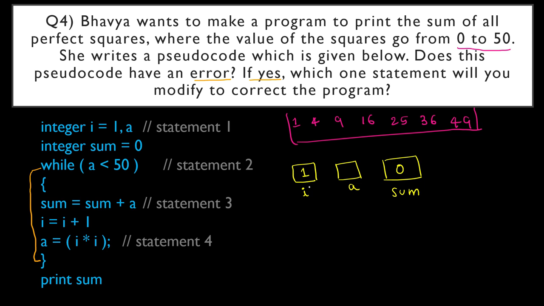So first I will be 1. So your sum will become 1. Your a will become 1, and then I will become 2. So you will get 4. Then I will become 3. You will get 9. Then I will become 4. You will get 16, and so on. But if you see, this statement is correct, this statement is correct, this statement is correct, we have to change this statement. Why? Because we are not initializing any value to this a here.